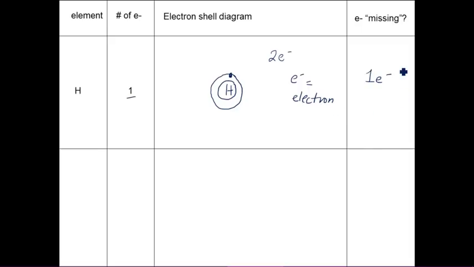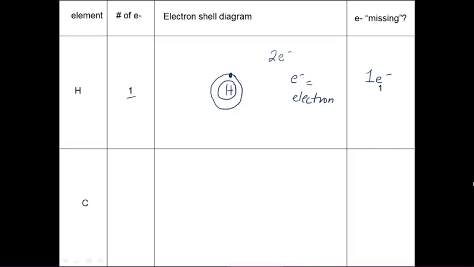So hydrogen is missing 1 electron in order to have a full valence shell. And if it had 2 electrons, then it wouldn't be hydrogen anymore. It would be helium, and it would be unreactive. Next, we'll look at carbon.